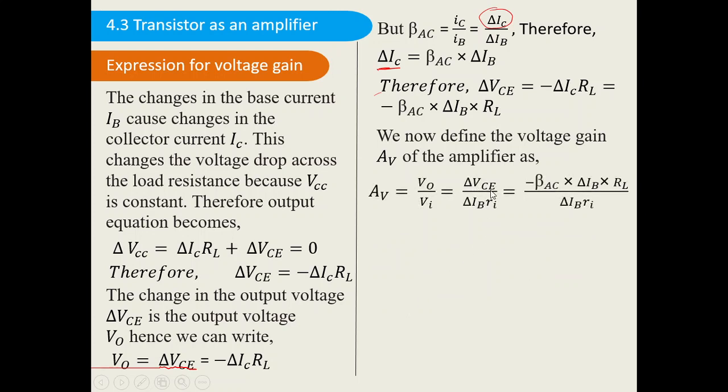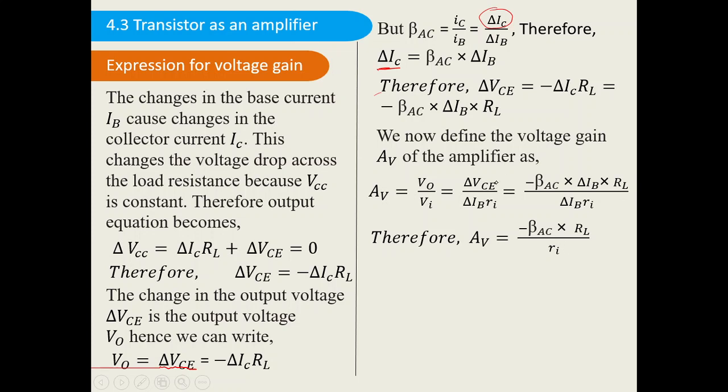Now what is the value of delta VCE? We have understood it here. So this is minus beta AC into delta IB into RL divided by delta IB into RI. Delta IB will get cancelled. So this is the final expression for AV, the voltage gain: the negative of beta AC into RL divided by RI.